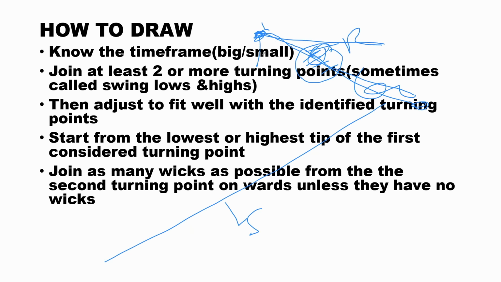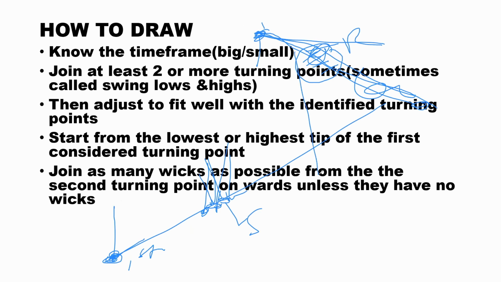Remember, for the first one we're choosing either the highest point, in this case a resistance, so we're choosing the highest point. If it is a support like here, we're choosing the lowest point on the first one. Then on the second one, no matter how many candles there are, make sure you're choosing as many wicks as possible, but without cutting the candlestick body.